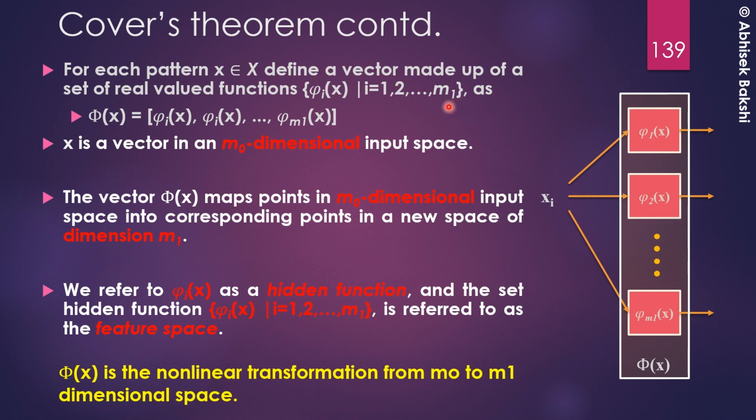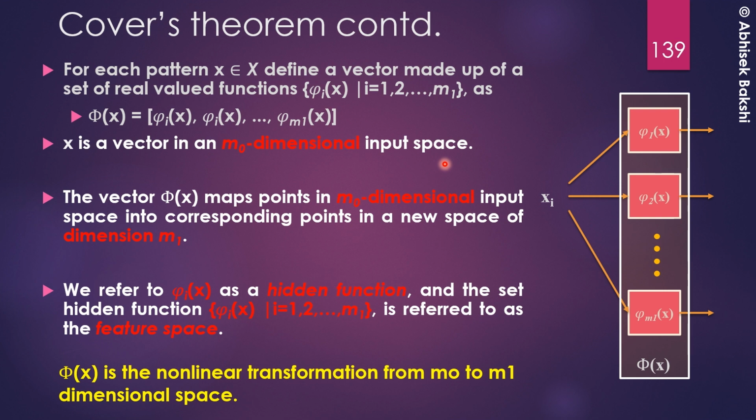Anyway, so how will the vector look? The vector will look like phi(x), like this. I told you that I'm creating a vector where each and every element will be a function. So phi(x) equals phi i(x), I mean phi 1(x), phi 2(x), dot dot dot phi m1(x), because I started from 1 to m1. So it's a vector. Simple.